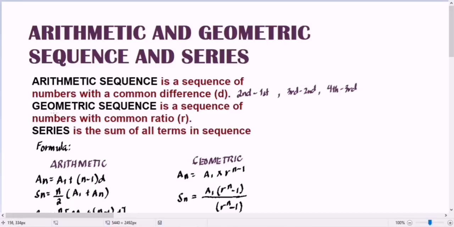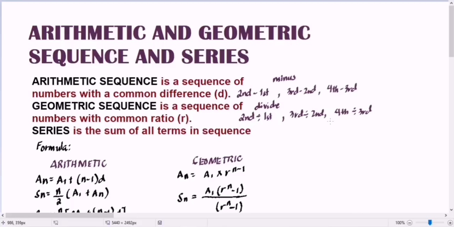Okay? Geometric sequence naman, meron tayo tinatawag na common ratio. Para makuha or para malaman kung may common ratio tayo, dapat ang gawin naman natin ay magdi-divide. Kung dito ay minus, dito naman sa geometric sequence ay divide. Kaya siya common ratio na tinatawag. Sino i-divide natin? Ganun pa rin. Second divided by the first. Pwede rin namang third divided by the second. Then fourth divided by the third.